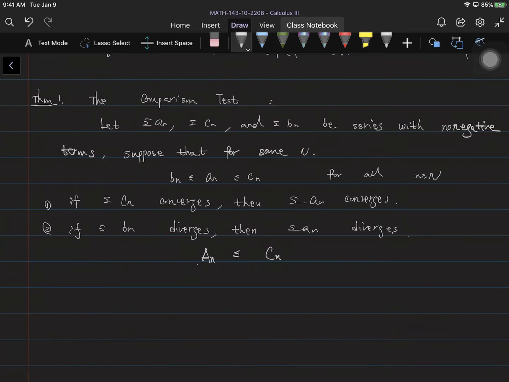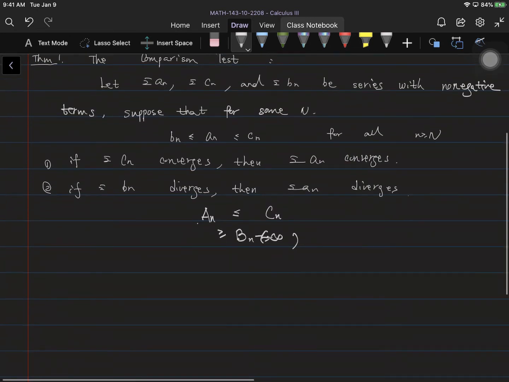And if our series is greater than one that diverges, same thing, like Bn diverges, and that means this is infinity, right? So An has to be greater than infinity. That means An has to go to infinity. So that's why An diverges. So just keep in mind, when it's smaller than one that converges, it converges. Larger than one that diverges, it diverges.